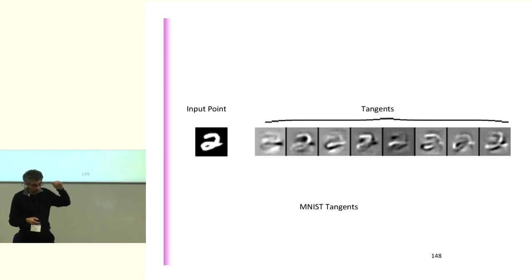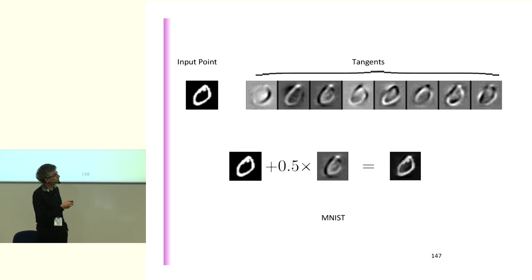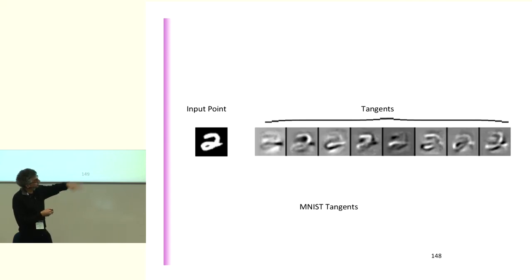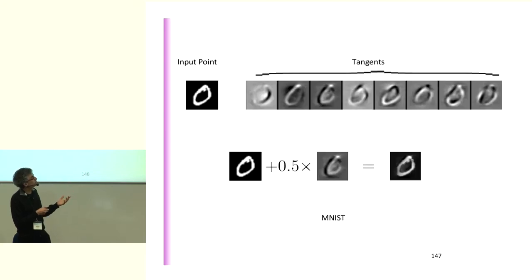You can do it for other digits, and you see that the tangent vectors are very different from what you get for another image. So the manifold is highly curved. In one place, the tangents point in one direction, and in a slightly different place, well, here's a very different place, it's a totally different set of vectors. And of course, the kind of deformations you can do to a 2 by simple addition are very different from the kind of deformations you can do to a 0.